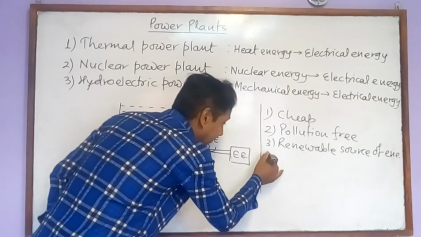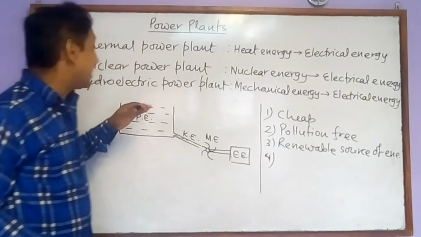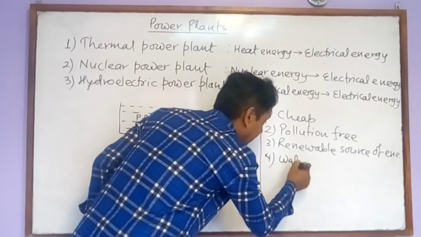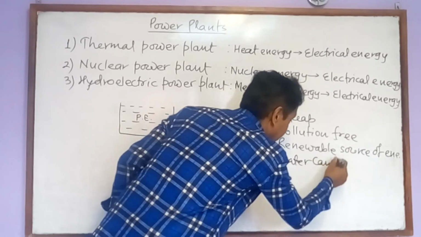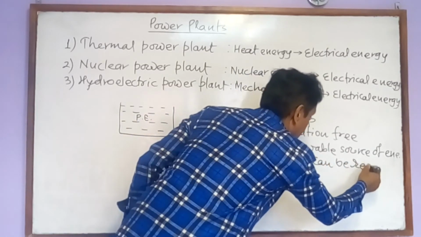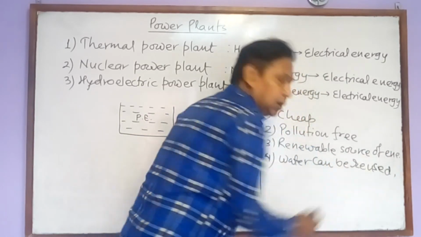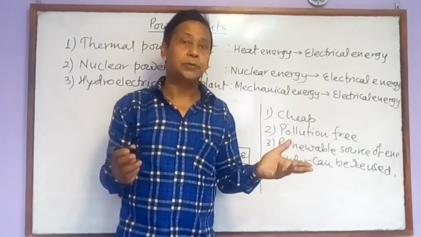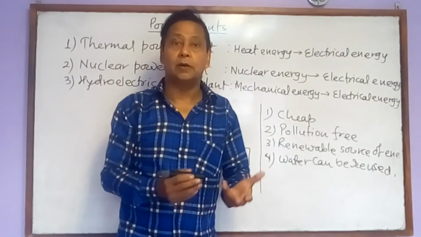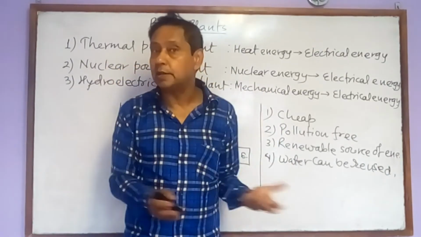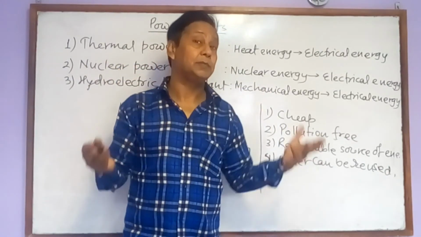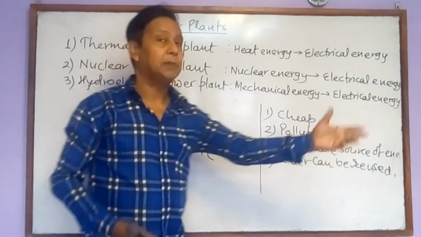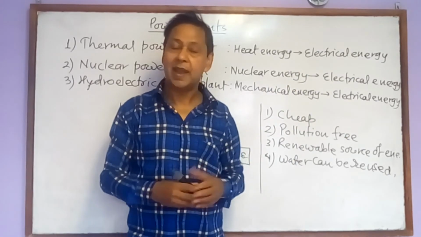Now, fourth one, the water used in hydroelectricity can be reused. Water can be reused for what? Water can be reused in making a water kingdom also. It is used in irrigation also. It can be used in fishery also. It can be used again because the water is not polluted. It just came out from the hydroelectric power plant.